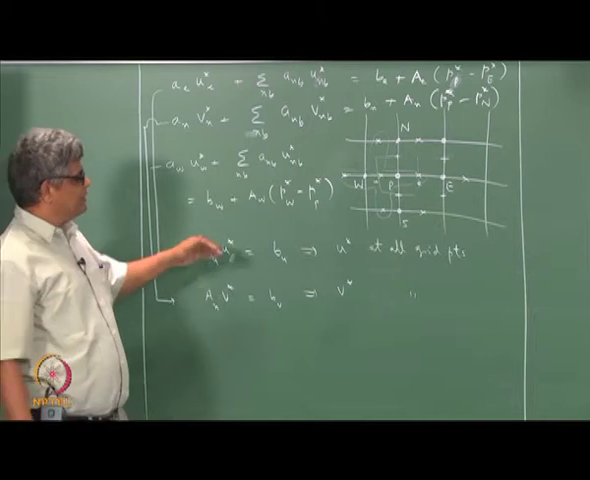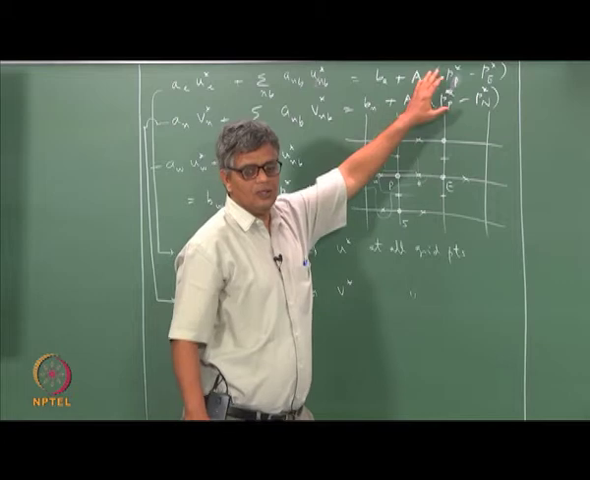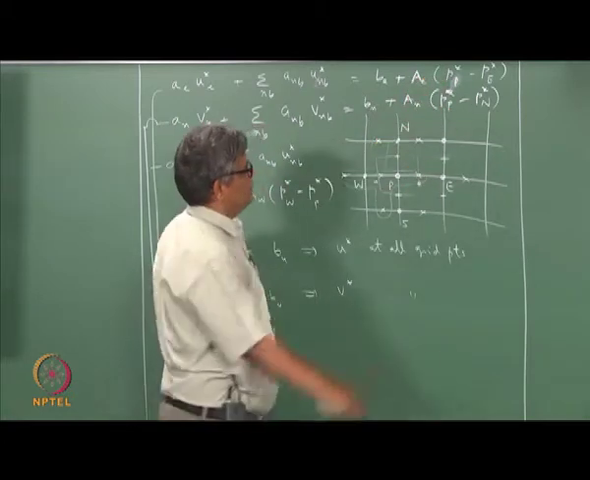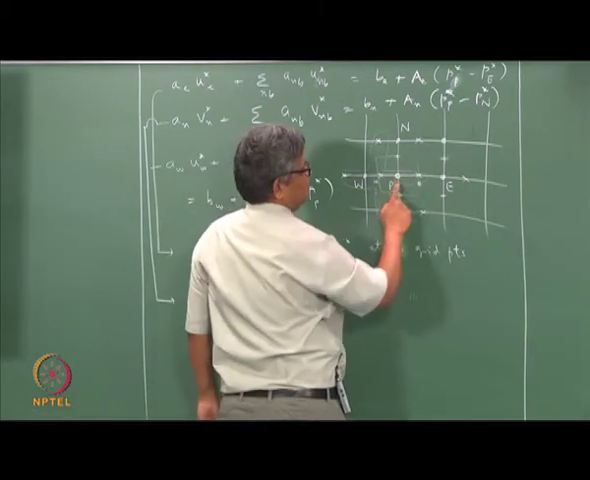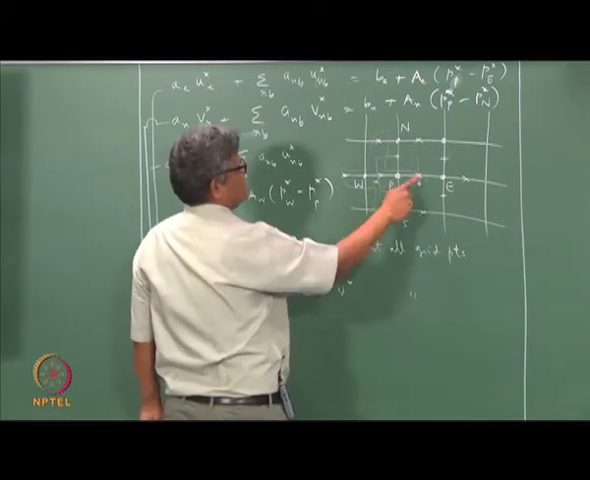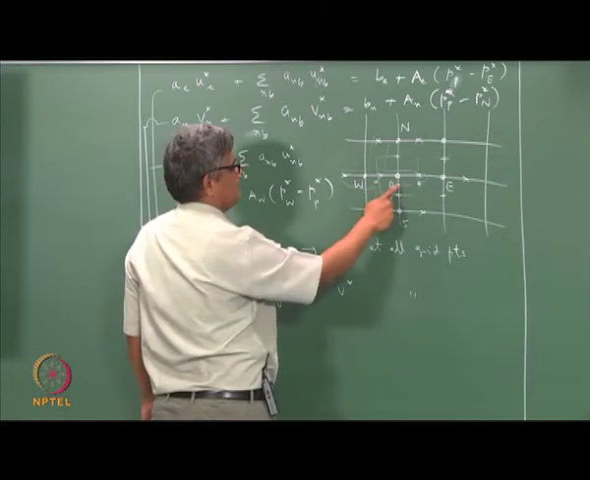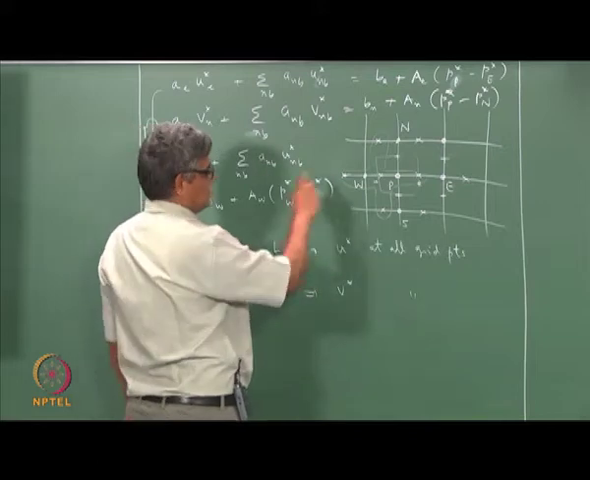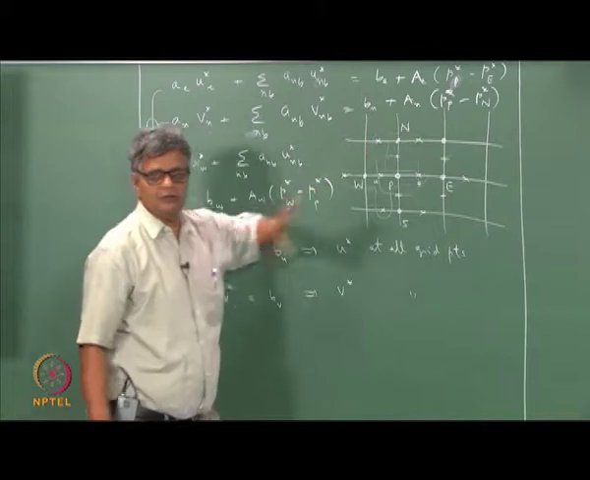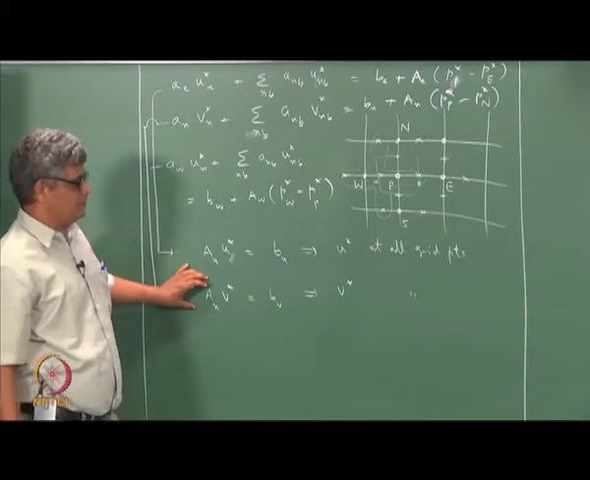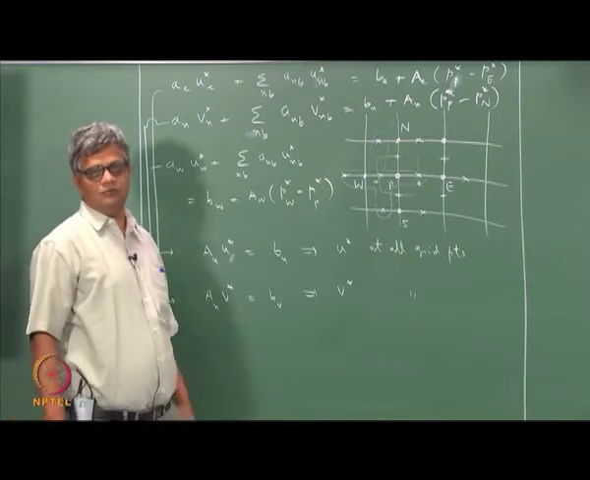The only problem is that in order to find this u and v, we need to know p. We need to know p at every point. We can see that in order to evaluate ue at this point, we need p at this point and this point, and in order to evaluate u velocity at this point, we need pp and pw. So, in order to solve this equation, we need to know pressure at every point, and similarly we need to know pressure at every point. So, we can solve these things provided pressure is known.